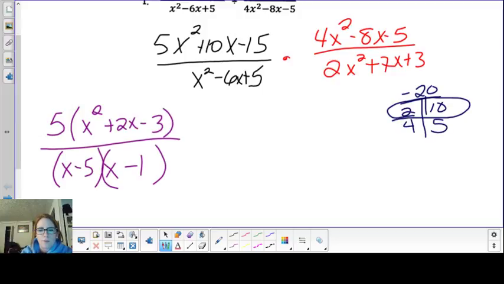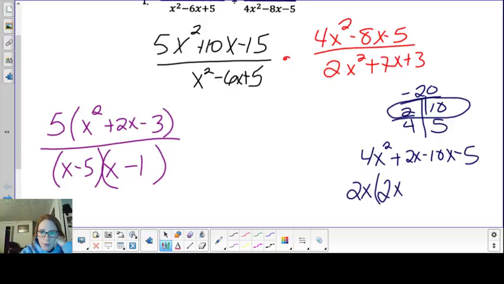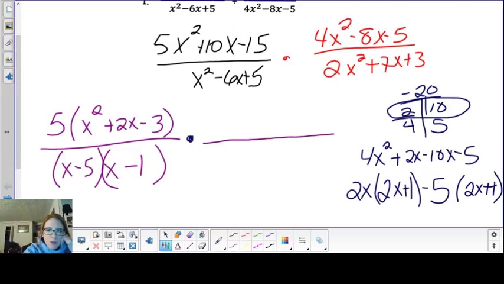So I have 4x squared plus 2x minus 10x minus 5. Gonna divide out a 2x from that, and I'm left with 2x plus 1. Leave a little space, right? 2x plus 1 again. Negative 10 divided by 2 is negative 5. So the top part of my new fraction is going to be 2x plus 1 times 2x minus 5.